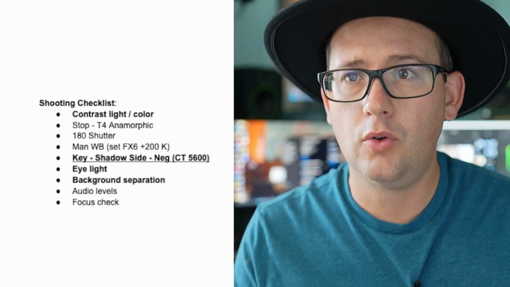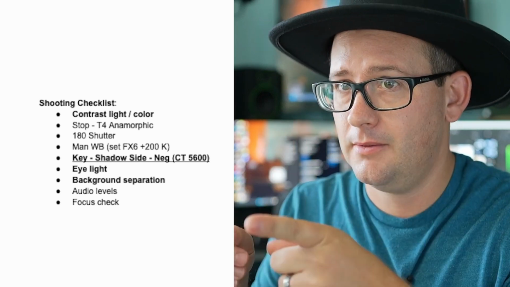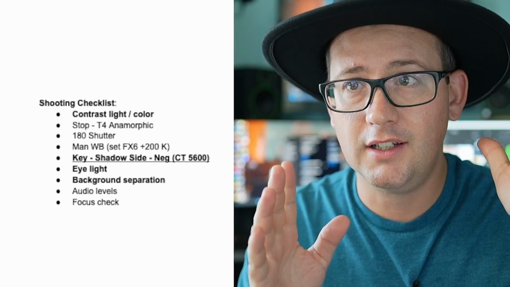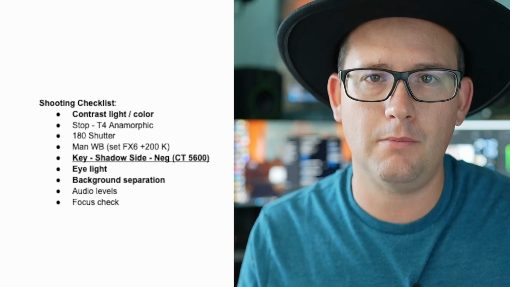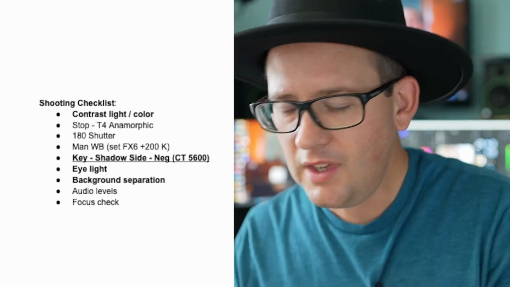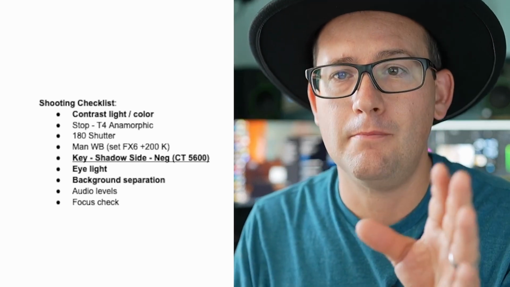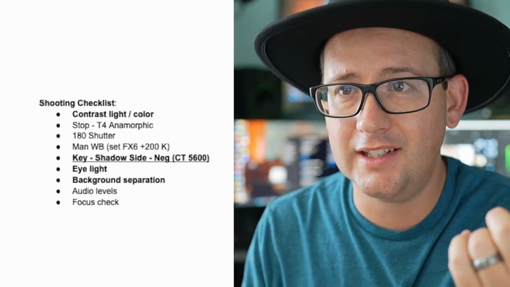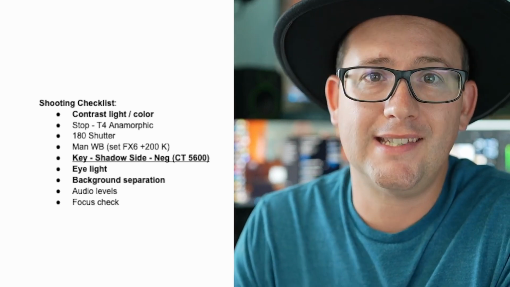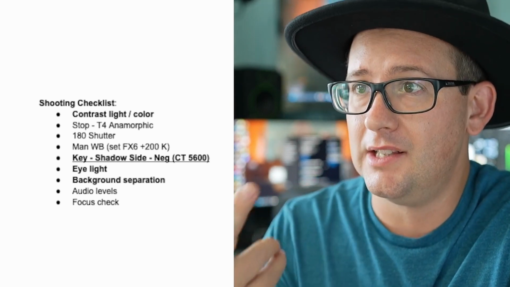So this whole note says key light, camera shadow side, negative fill, and color temperature, 5600, because that's what most of our lights are, and that's usually where we're at. So it's a reminder to make sure that we have all those things dialed in, and that's the big look.